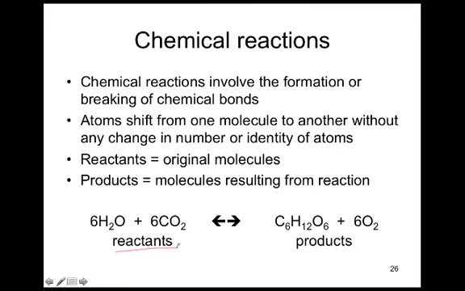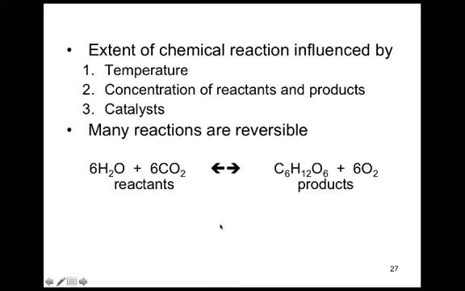On this side, we have the reactants. Those are the ingredients that go in. And on the right side, we have the products, the things that come out of the reaction. So in photosynthesis, we have water and carbon dioxide as well as sunlight, and we come out with sugar and oxygen. You'll notice that the arrow is double-headed. Most reactions can go either direction. That is, they are reversible.